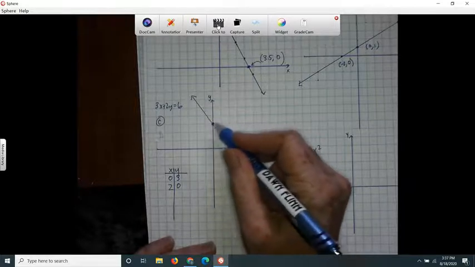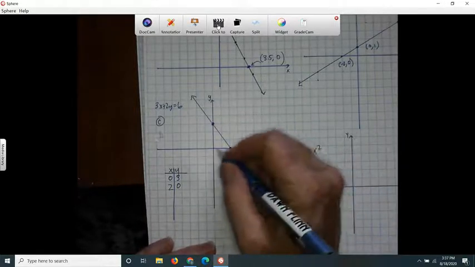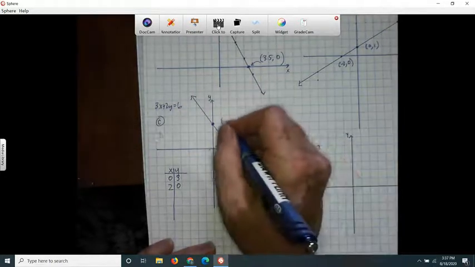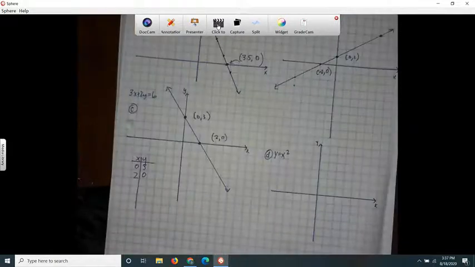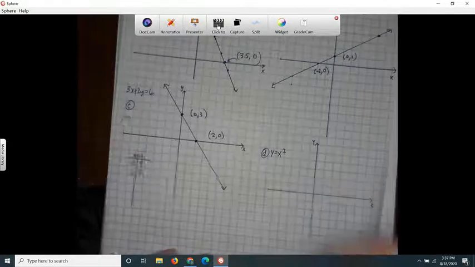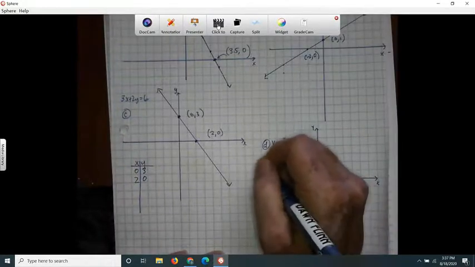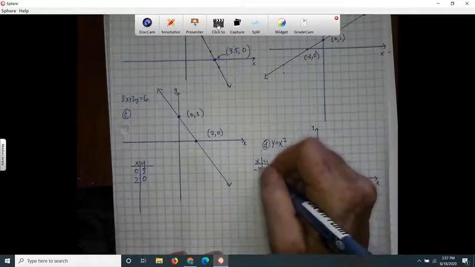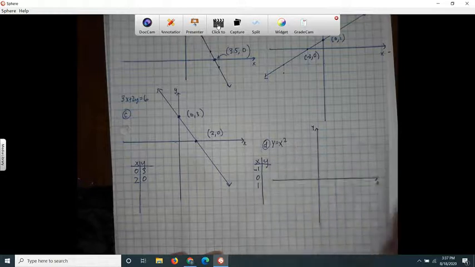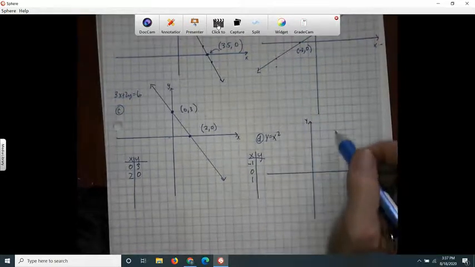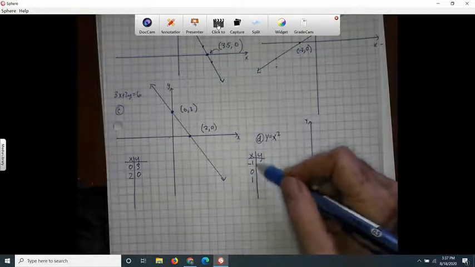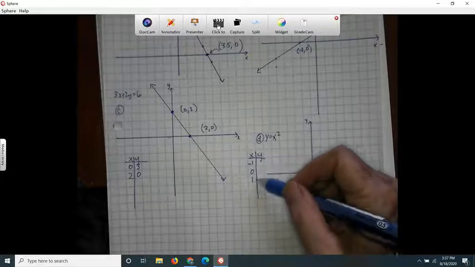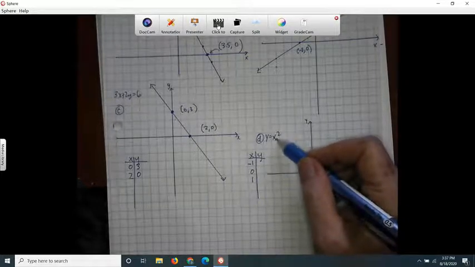Y equals x squared. Well, let's make a little table. Plug in some numbers. Maybe plug in -1, 0, and 1. That's what I like to plug in. I know this is a parabola, and I know what it looks like, but you just plug in some numbers. So -1 squared means -1 times -1, which is +1. 0 squared is 0, and 1 squared is 1. So -1, +1, 0, 0.